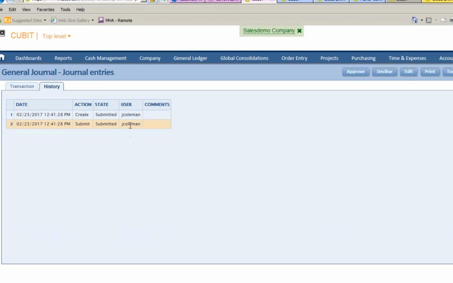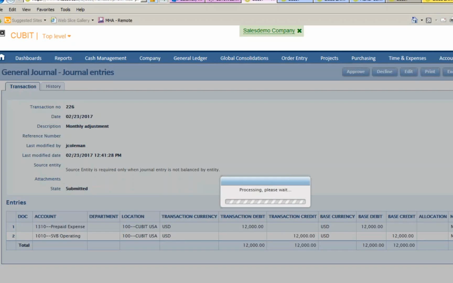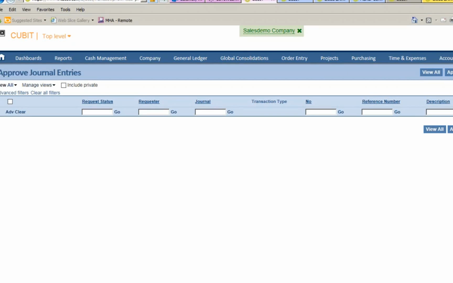So from the time that it was entered, to the time that it was submitted, to the time that it was approved, all of that is being recorded here so that you can look back in the event you need to find out more information about certain transactions, how they were entered, and who was involved in the approval process. So let's go ahead and approve here. And now that particular transaction has been approved.